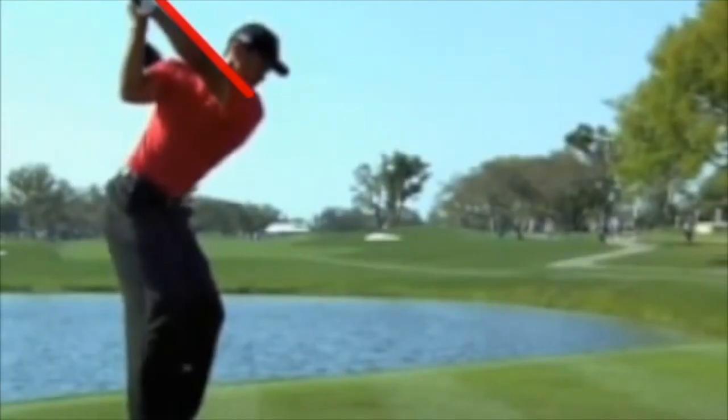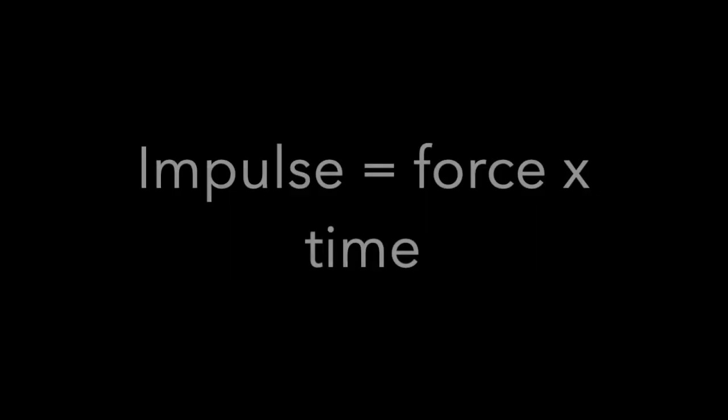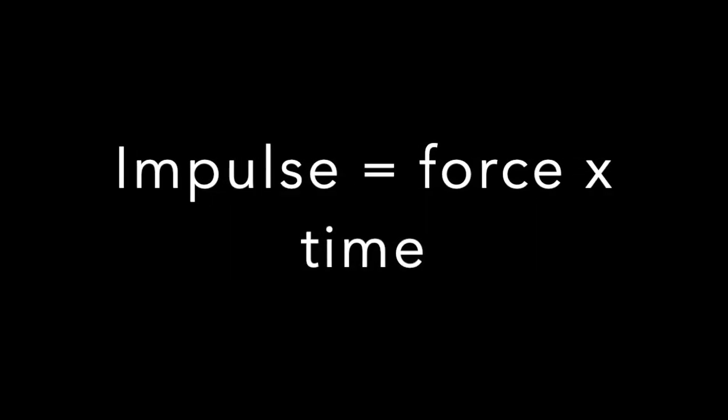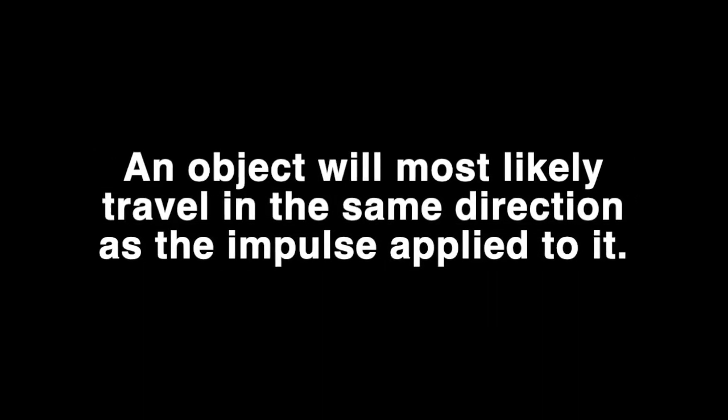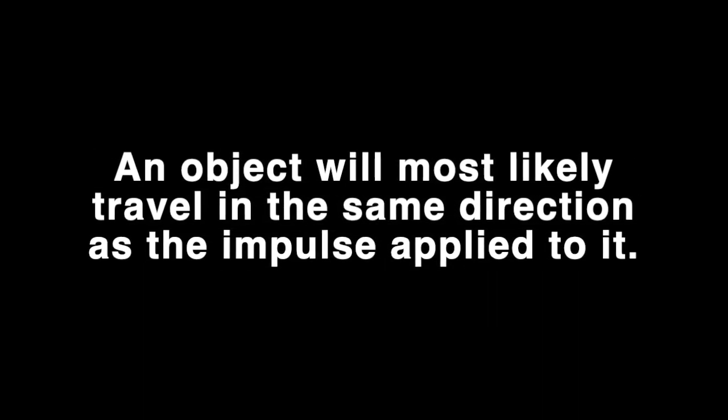During the downswing of a drive, various biomechanical principles are applicable to analyzing the performance and outcome of the direction and distance of the golf ball. One of these principles is impulse. Impulse is defined by the formula of force multiplied by time. The principle of impulse states that an object will most likely travel in the same direction as the impulse applied to it.